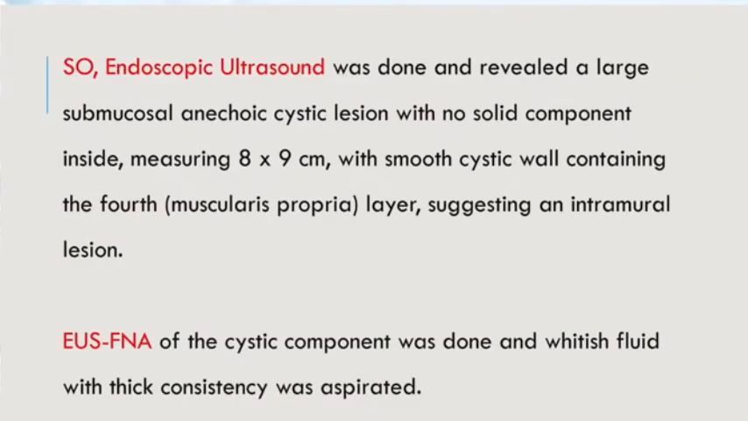So EUS was decided and done, and it revealed a large submucosal anechoic cystic lesion without solid components inside, measuring 8 by 9 centimeters, with a smooth cystic wall containing the fourth layer, suggesting an intramural lesion. EUS-FNA of the cystic component was done, and whitish fluid with thick consistency was aspirated.